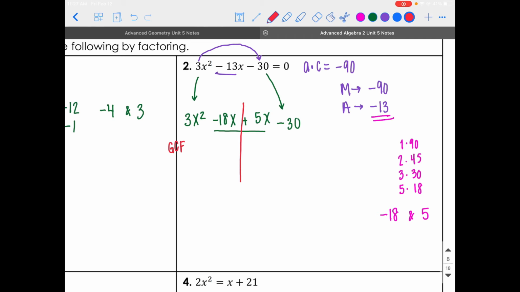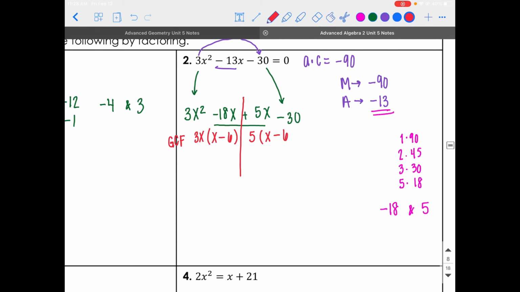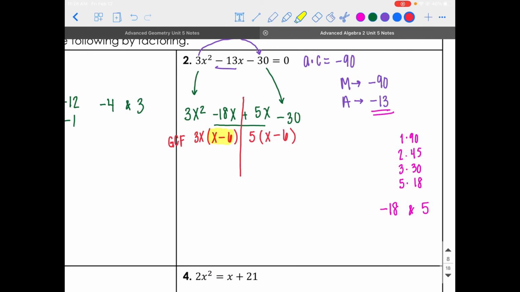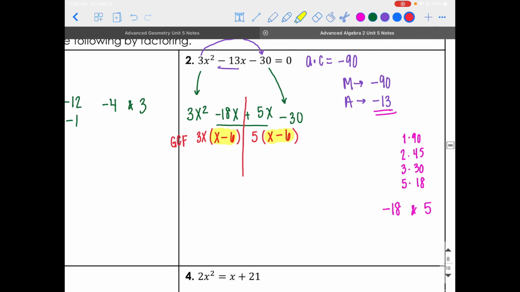So on the left side, I can factor out a 3x. And I'm left with x minus 6. On the right side, I can factor out 5, and I'm left with x minus 6. Whenever you factor by grouping, what's left in the parentheses should be the same. If it's not the same, you didn't do it correct.